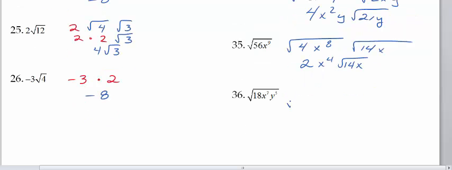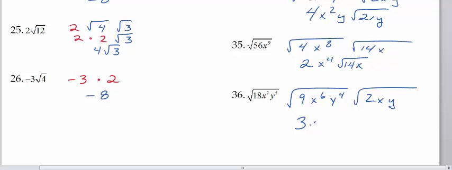Our last one is 18. That breaks down into 9 and 2. X to the 6th and x. Y to the 4th and y. So 3x cubed y squared square root of 2xy.